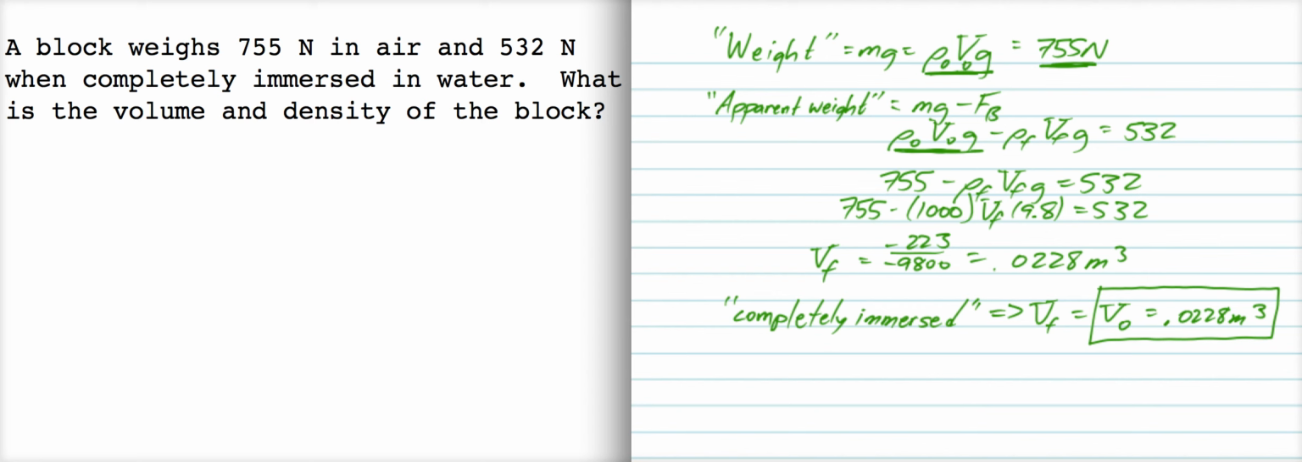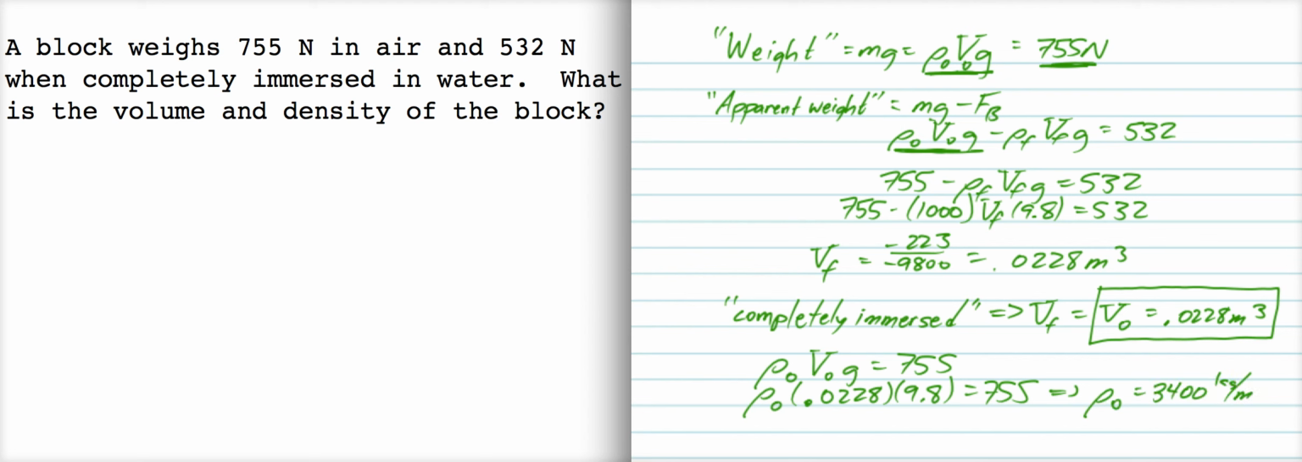Next, we need the density. Right? Well, we can go back up here where the density of the object times the volume of the object times g is equal to 755, and we can start plugging in what we know. So the volume of the block we now know is 0.0228. Right, and if I solve this for the density of the block, I get 3,400 kilograms per cubic meter.